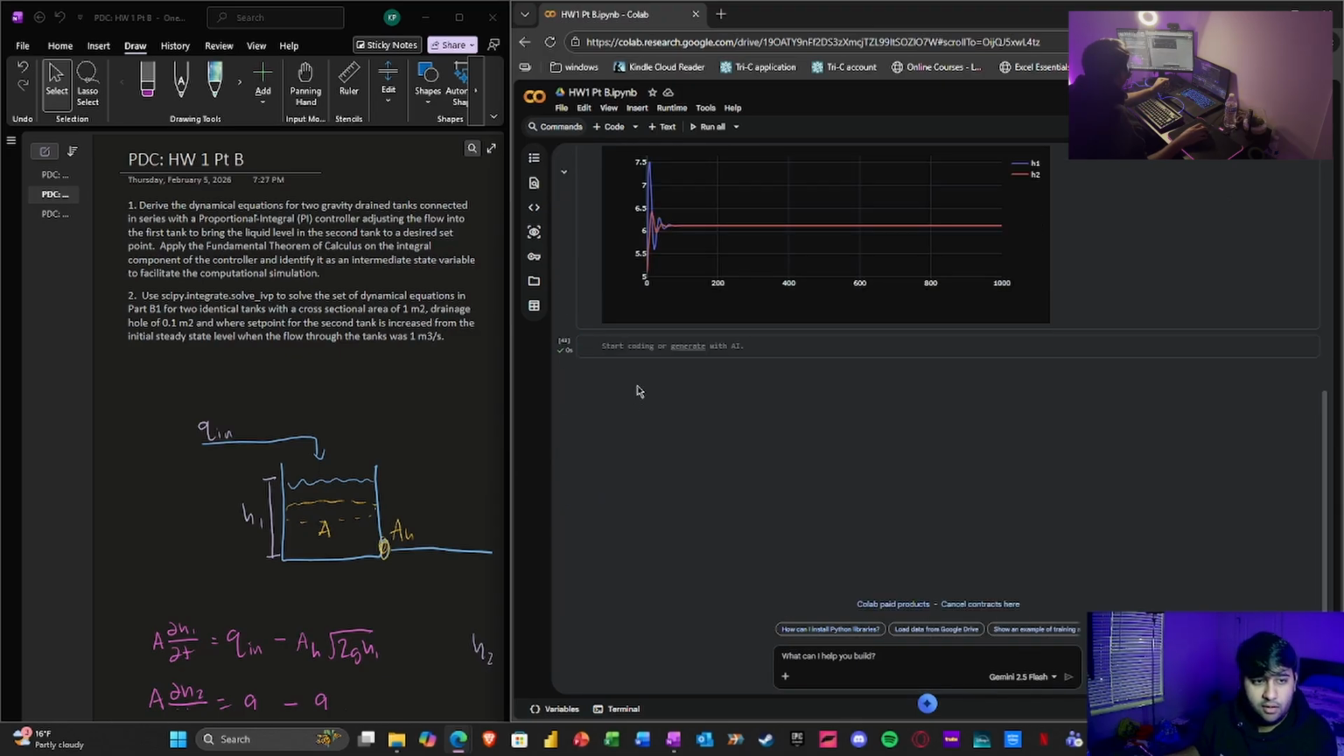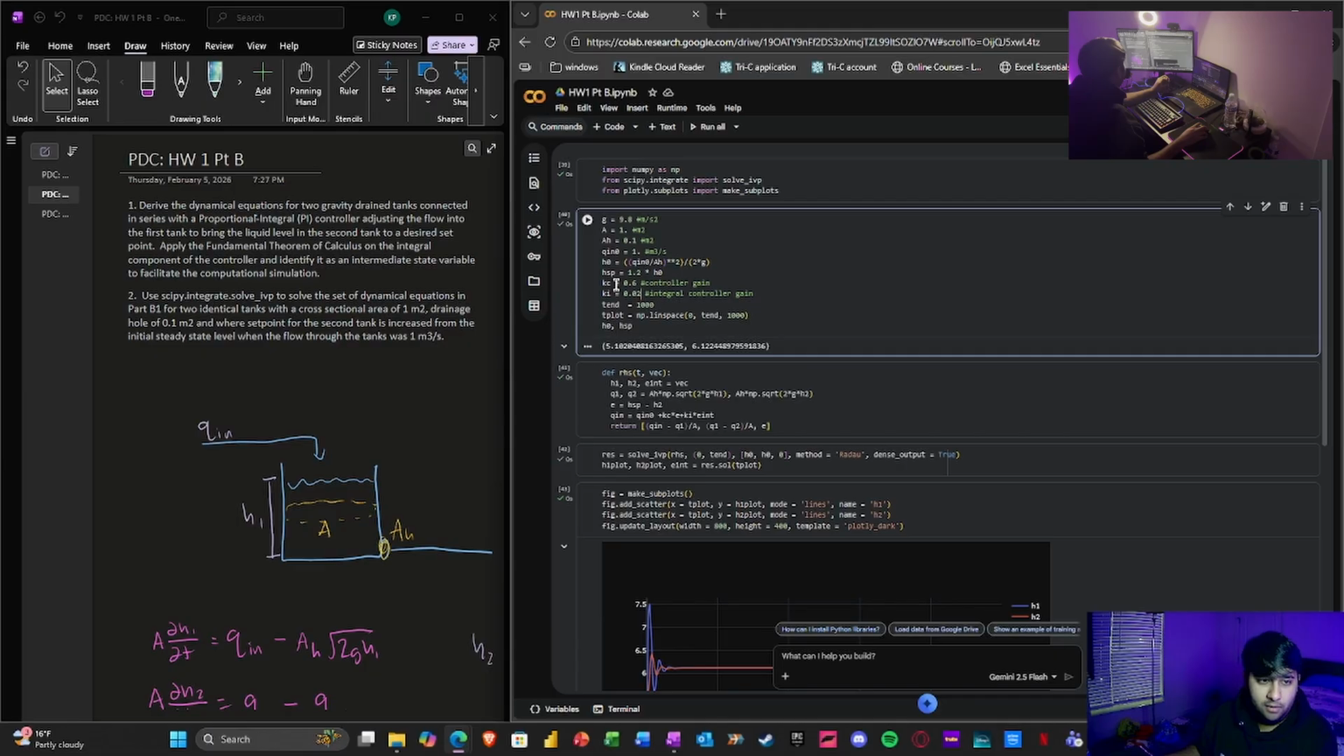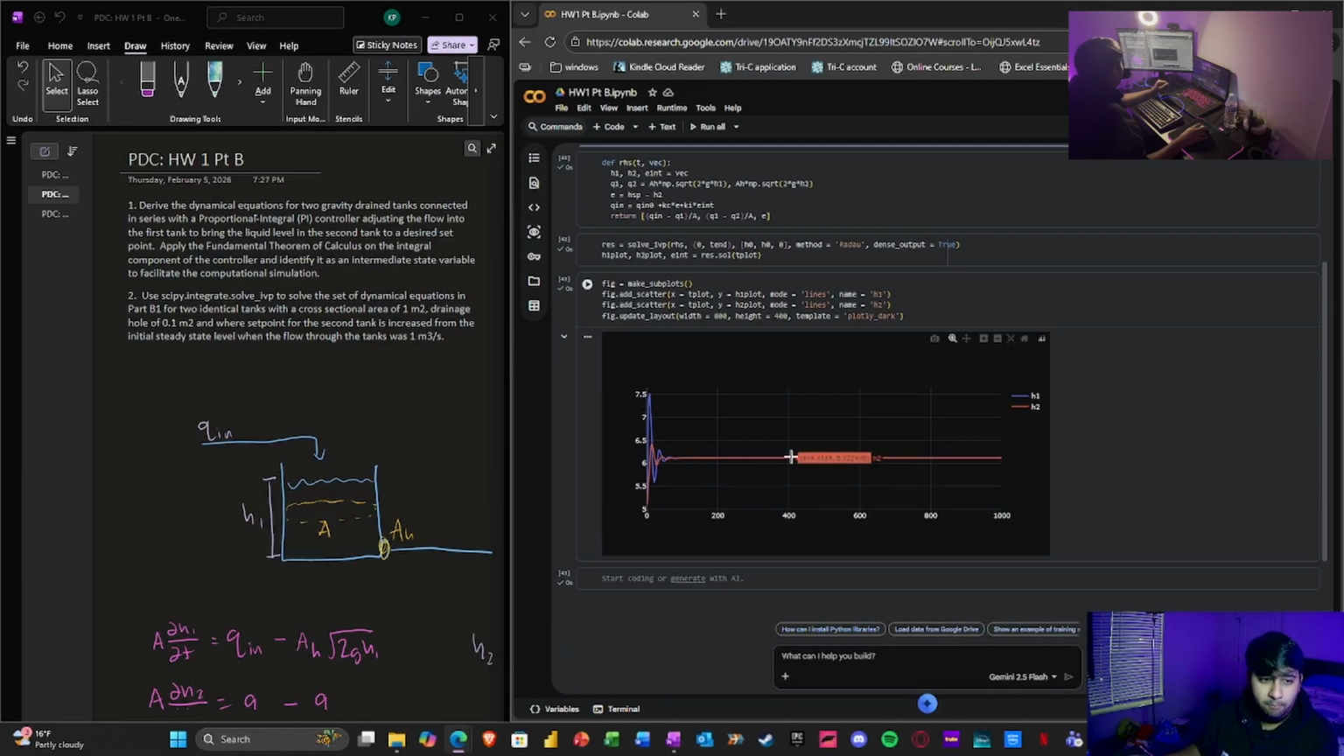And then yeah, so it looks like we found what the Ki and the Kc values contribute to in terms of the plots. So yeah, thank you.